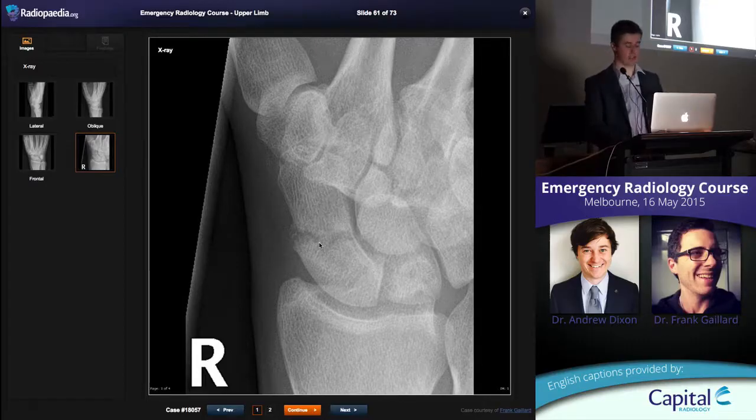Now, one question that we had from the international audience was to do with management of suspected scaphoid fracture with a normal X-ray and what the management for that would be. I think there's a few different ways to skin the cat on this one, and all of the methods work quite well.